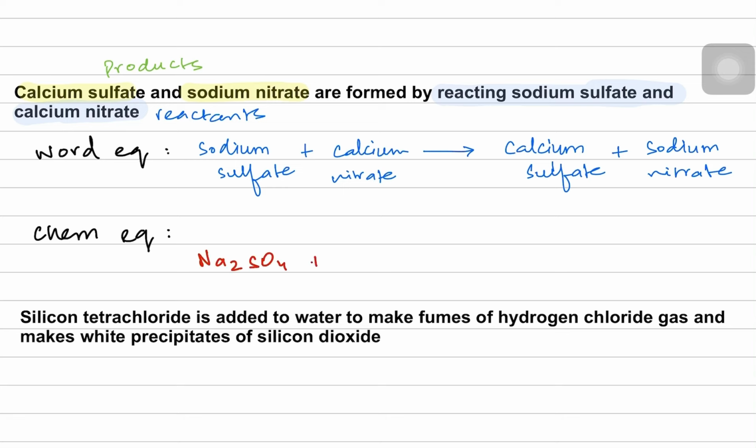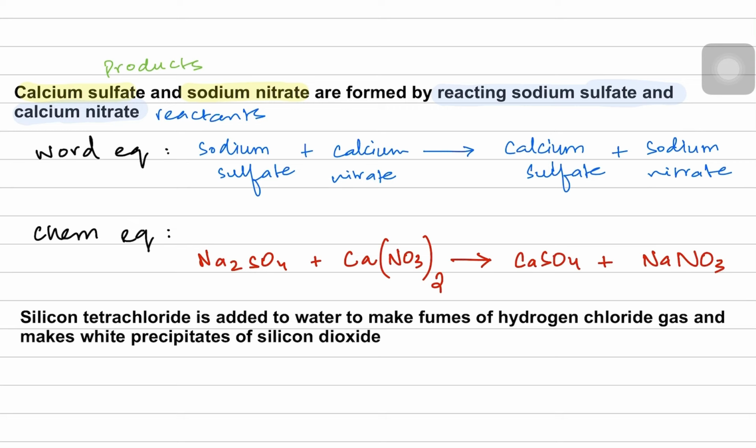Na2SO4. Calcium nitrate has a formula Ca(NO3)2. Arrow. Calcium sulfate has a formula CaSO4. Sodium nitrate has a formula NaNO3.